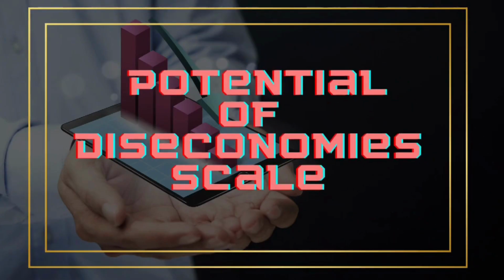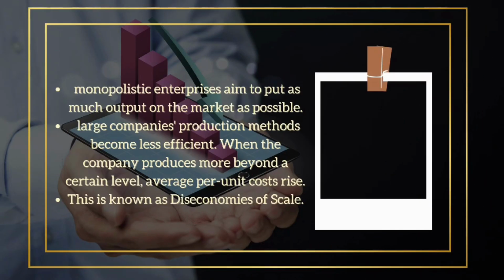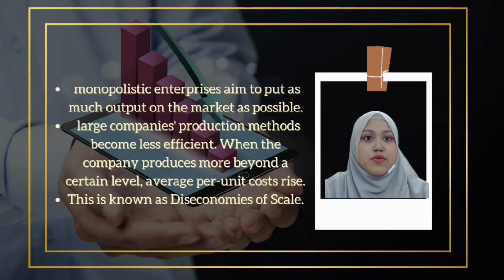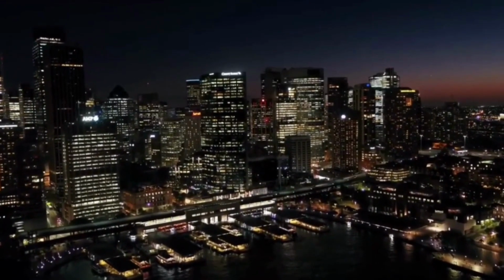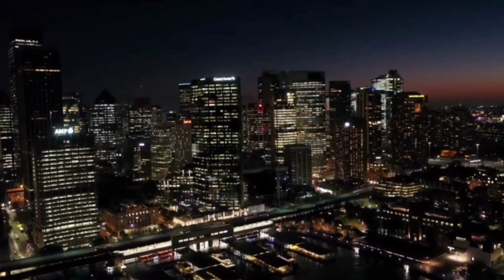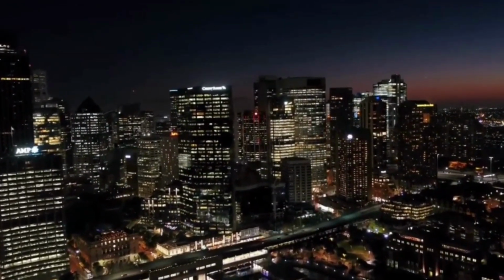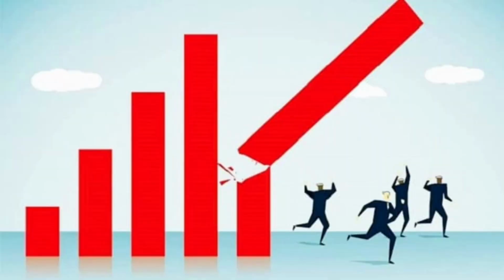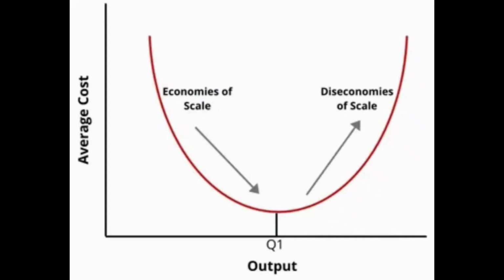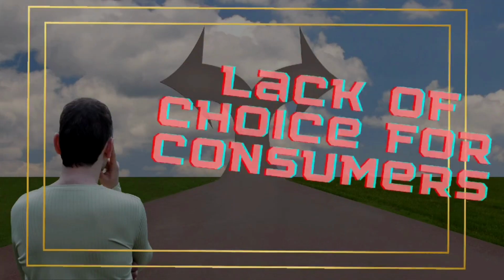Potential loss of economies of scale. Monopolistic firms try to put as much output into the market as they can because there is no competition in the market. Large companies will experience production processes becoming less efficient after a specific point in production output. The company will experience an increase in average per unit cost when they start to produce an additional unit of output beyond a certain level. This is known as diseconomies of scale.